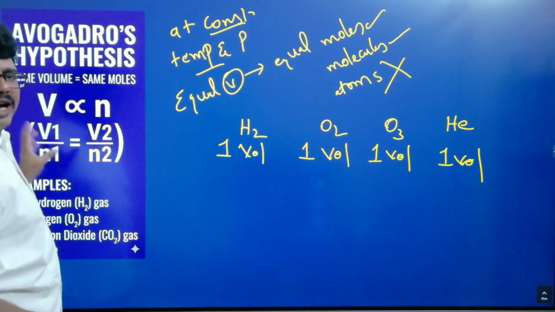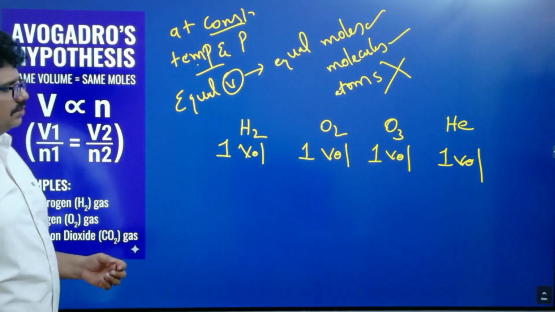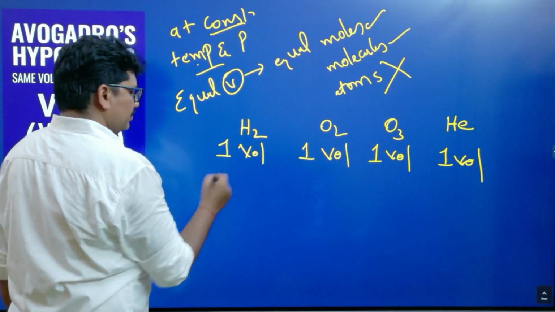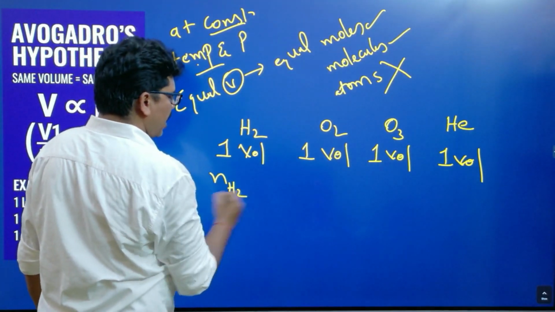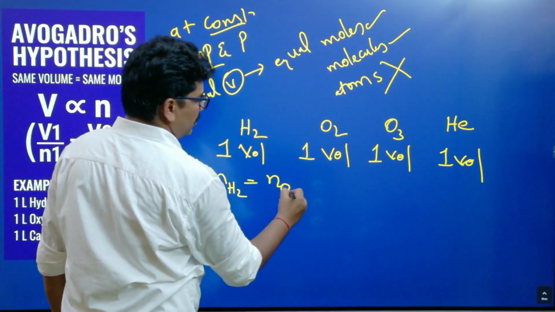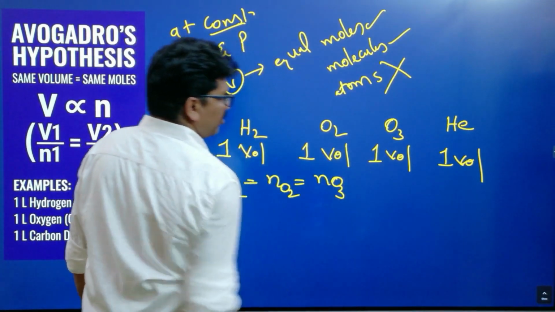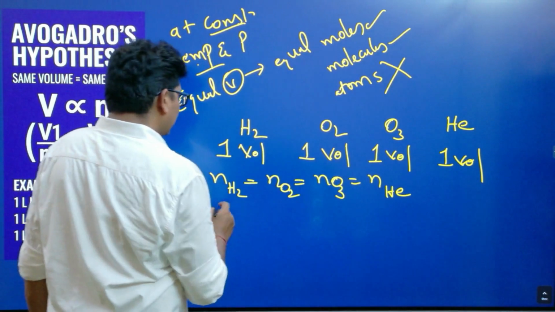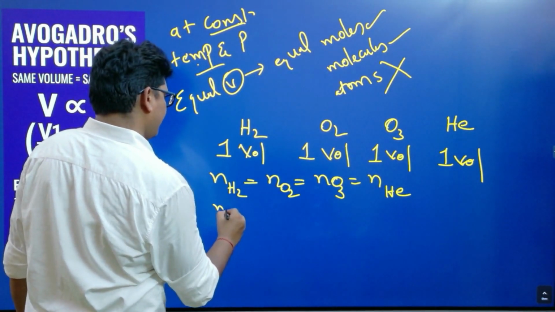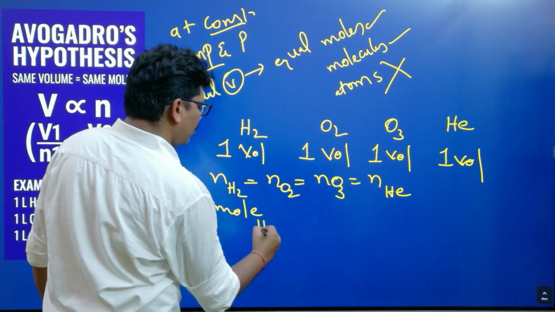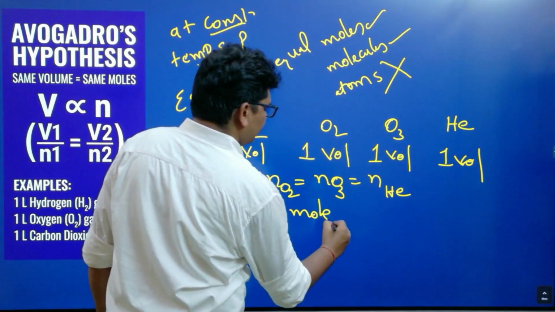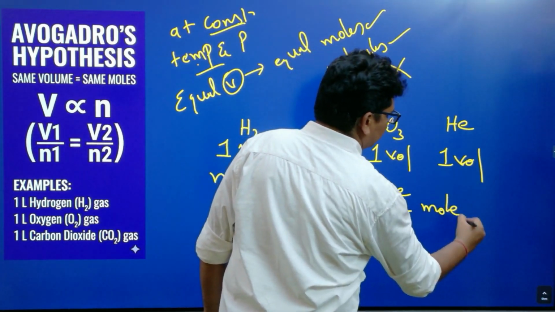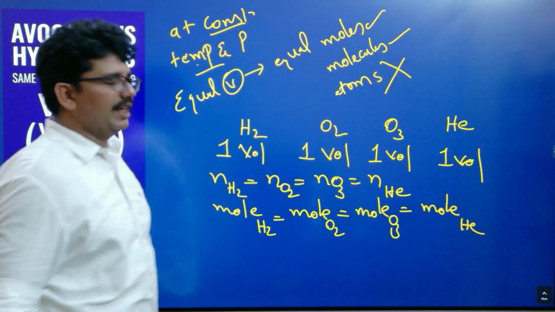So according to Avogadro's law, at constant temperature and pressure, their molecules are equal and their moles are also equal. So I can write, number of moles of hydrogen is equal to number of moles of oxygen, that is equal to number of moles of ozone, that is equal to number of moles of helium. Moles are equal. And their molecules are also equal. So the molecules of hydrogen is equal to molecules of oxygen, that is equal to molecules of ozone, which is equal to molecules of helium. But atoms are not equal.